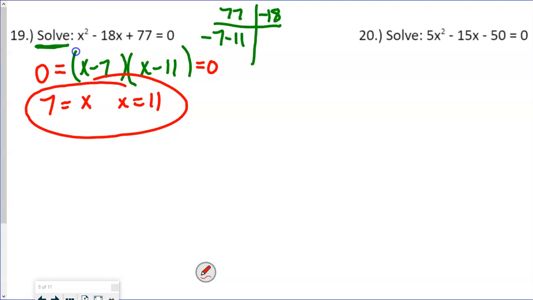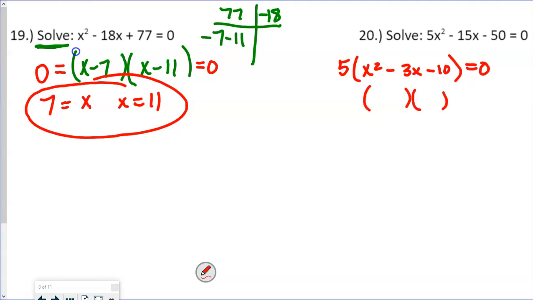The next one also says solve. So once again, I'm always looking for a GCF, y'all. Does number 20 have a GCF? Indeed. So we're going to factor that out first because it's going to make our problem easier, okay? So this is going to be minus 3x minus 10, right? Equals 0. So now we're going to factor this.